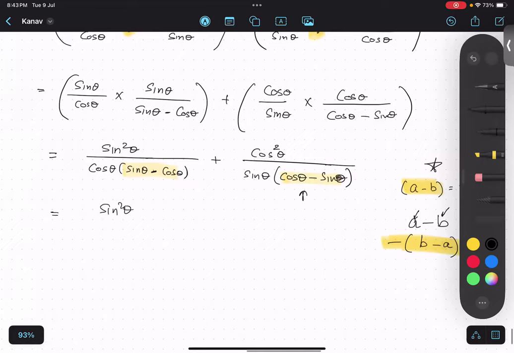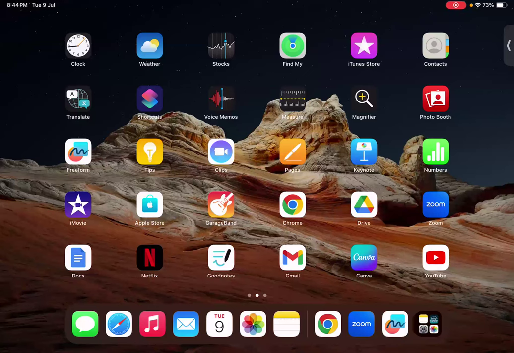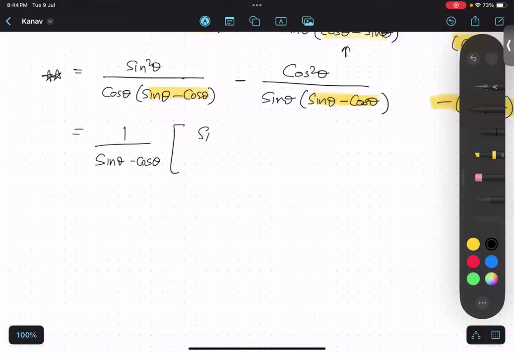If I take minus common, what will happen? Sine square theta upon cos theta, sine theta minus cos theta, minus outside. So cos square theta upon sine theta, and here it will come sine theta minus cos theta. It's a very, very important step. Normally, students find it very difficult to solve this. To make it the same, you can see sine theta minus cos theta, sine theta minus cos theta is the same. Now I can take it common outside. So 1 upon sine theta minus cos theta outside, and what remains is sine square theta upon cos theta minus cos square theta upon sine theta in the bracket.